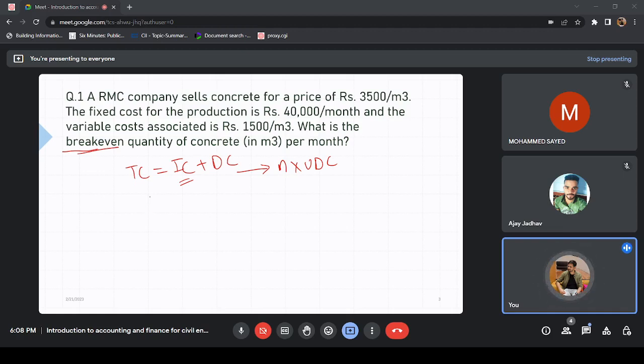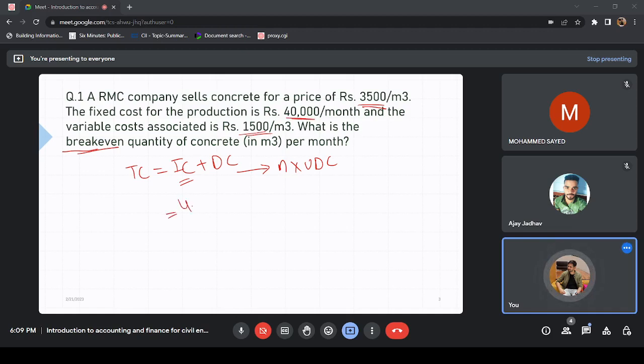So what is the break-even quantity? Break-even quantity is where your total cost is equal to your total selling, so that your profit is 0 but you are not in loss. So in this case, you have been given that you are selling it for rupees 3,500 per meter cube, while variable cost is rupees 1,500 and the fixed cost is 40,000.